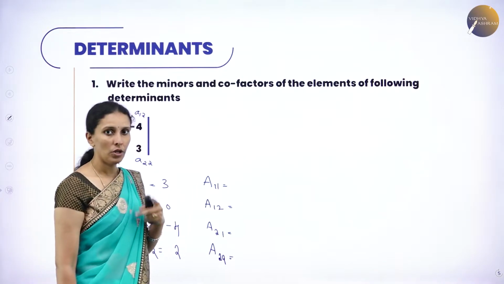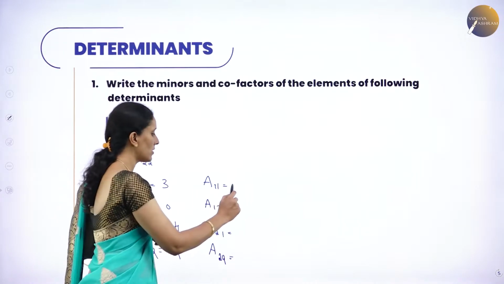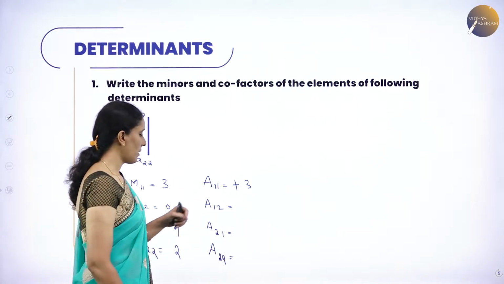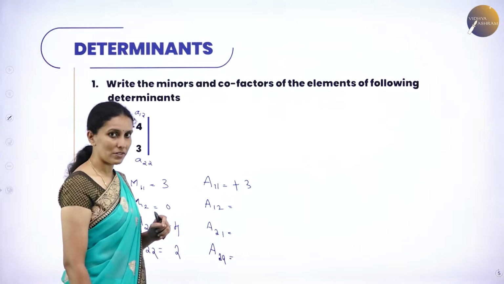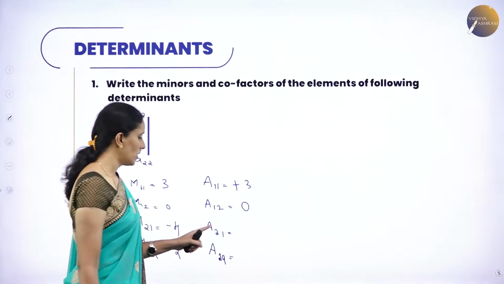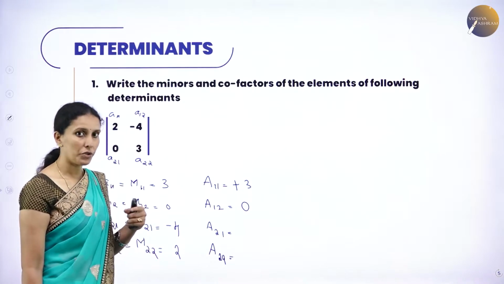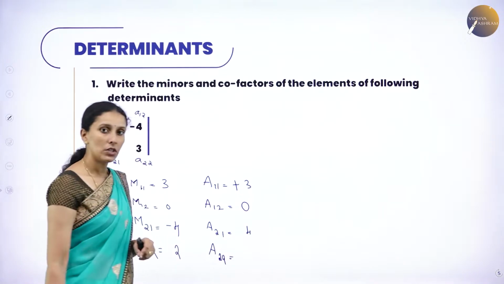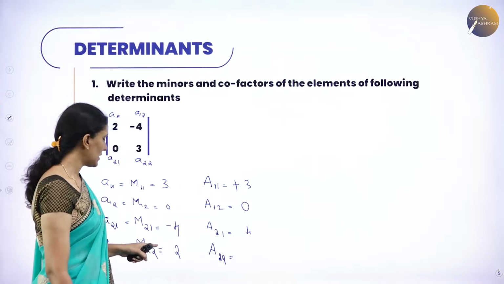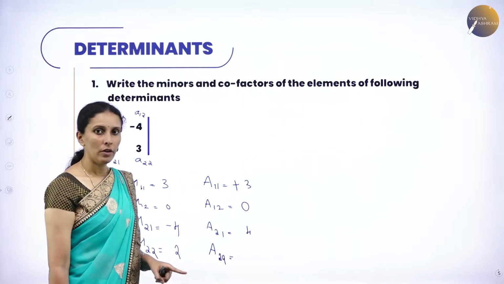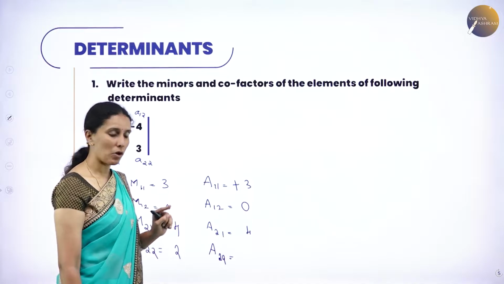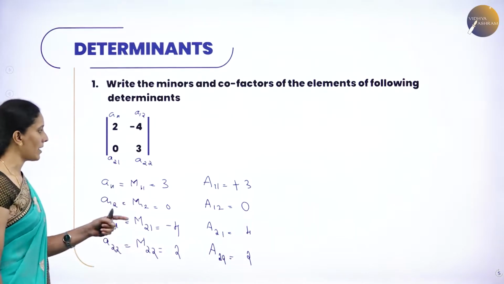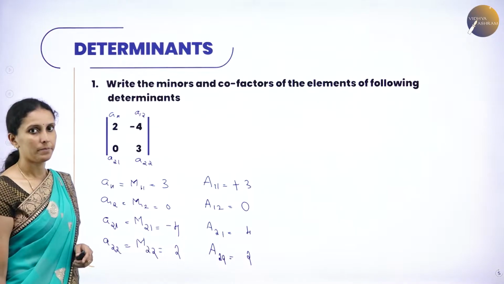1 plus 1 is 2, so (-1) whole square is 1, so this is plus, and the minor is 3. For the next, we can't write -0 because 0 is neutral, so the answer is 0. So for 2, 1 it will be (-1) whole cube, which is -1. -1 into -4 becomes +4. So this is the cofactor. Next is 2, 2: 2 and 2 are 4, (-1) whole power 4 is again positive, so it is 2. So these are the cofactors and minors of this determinant.